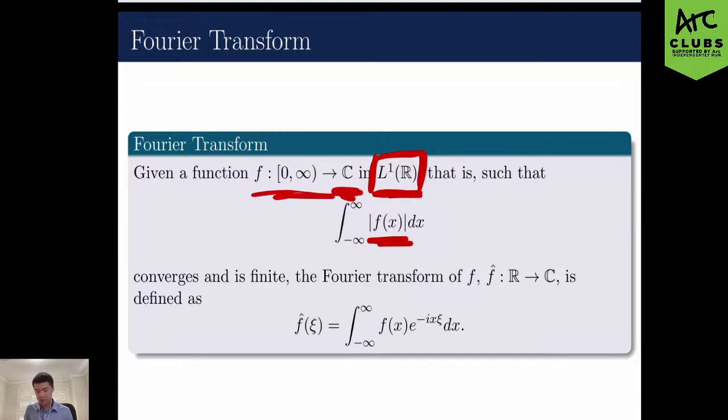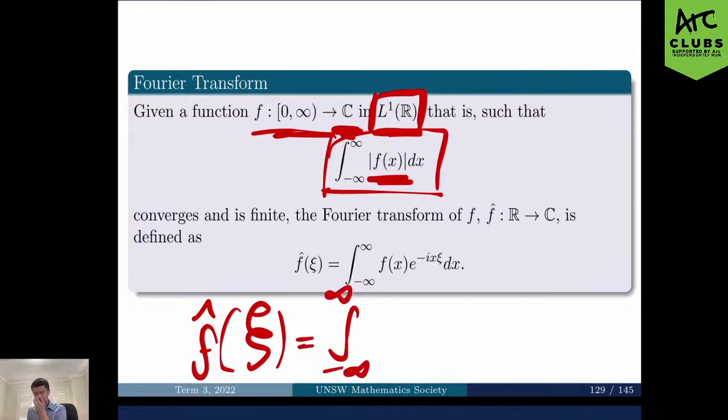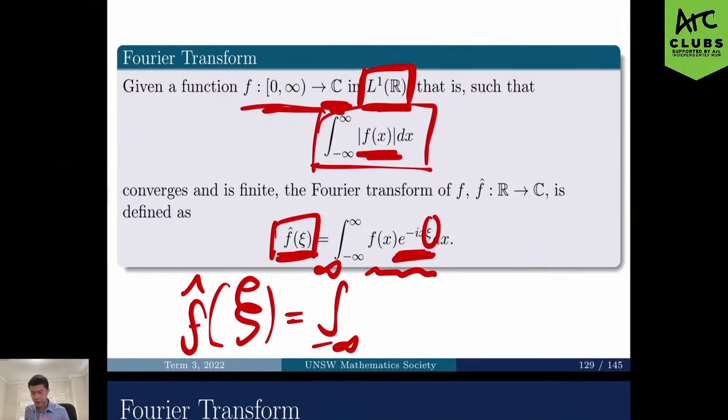Given that this function exists and it's in this space, the Fourier transform of f, which we write as f hat, is equal to the integral from minus infinity of f of x times this thing, which is equal to e to the minus ix psi. And now what we've done is we've turned it into a function of psi. So what that basically means is we've got an integral, and we integrate that, and we get a function of psi. So we're removing x from the equation altogether. It's now a function of this parameter, psi.